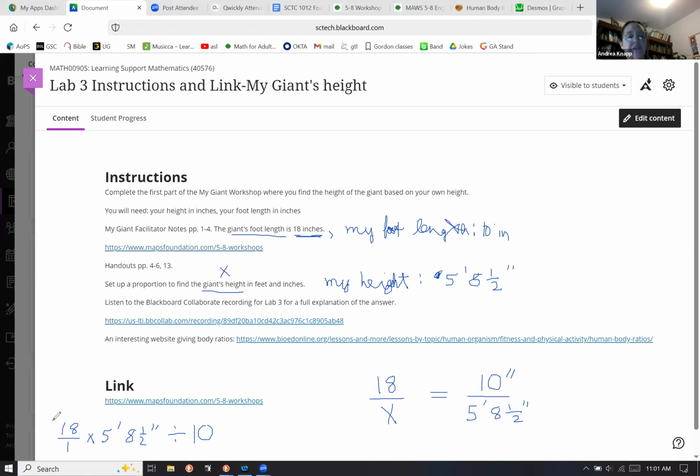Okay, now before we do that computation, let's turn our 5 foot 8.5 inches all into one number. We can either turn it all into feet or we can turn it all into inches. I would recommend that we just turn it all into inches. So do you know how many inches happen to be in 1 foot?